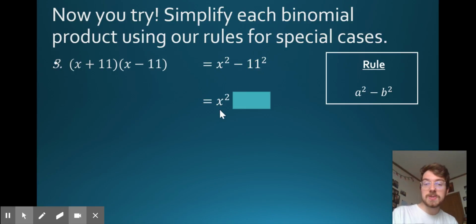Again, can't do anything with x squared. We know it. We've been through it. 11 squared, just 11 times 11. Calculators are our best friends, so I should have minus 121. That's it. That's all I've got to do.